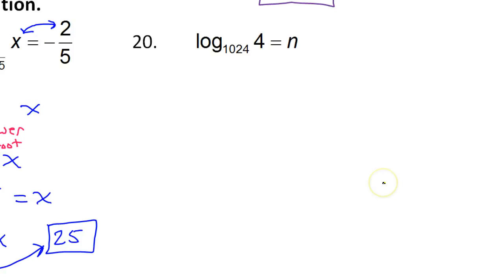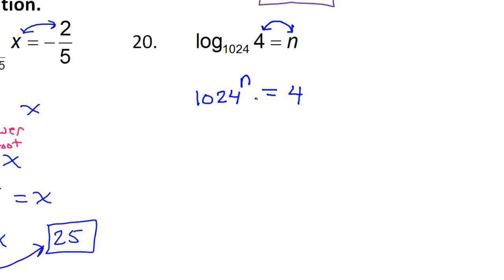So number 20. One more time, writing this in exponent form, start with the base. So I'm just going to bring this down. So I've got 1024. And these basically switch places. So I'm going to have the nth power is equal to 4. So in other words, 1024 to what power gives you 4?